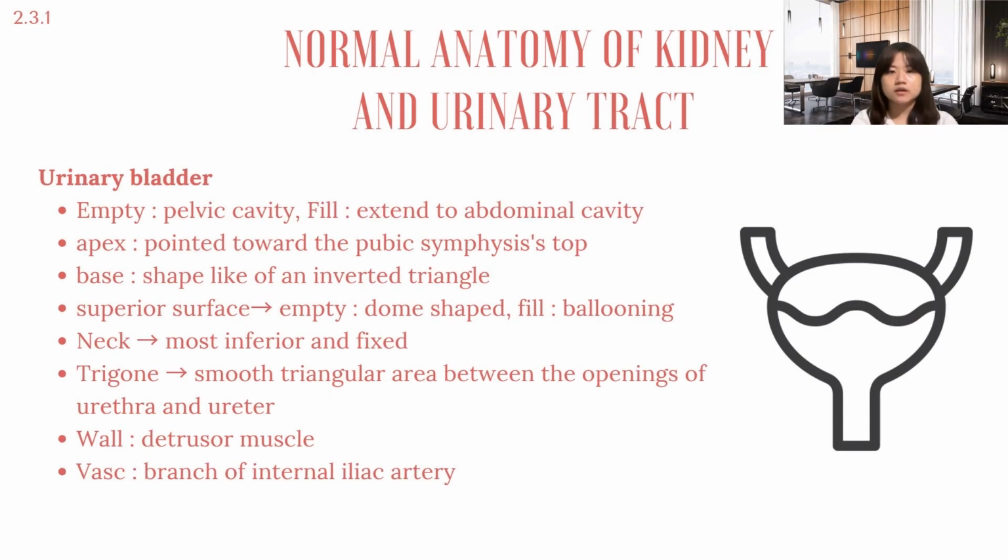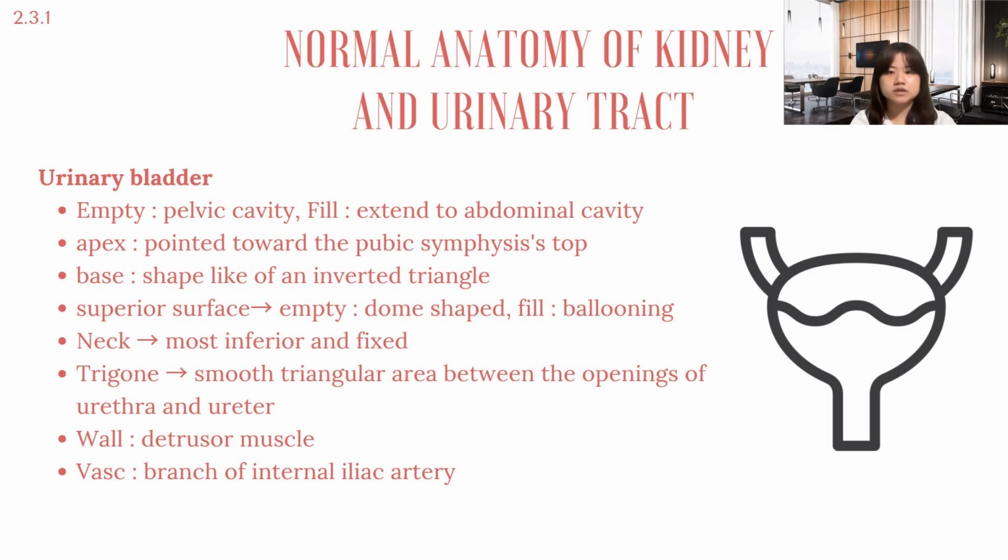The urinary bladder is located in the pelvic cavity and will expand superiorly into the abdominal cavity when filled with urine. The apex of the bladder points toward the top of the pubic symphysis. The base of the bladder is shaped like an inverted triangle. The superior surface is dome-shaped when empty and balloons when the bladder fills.